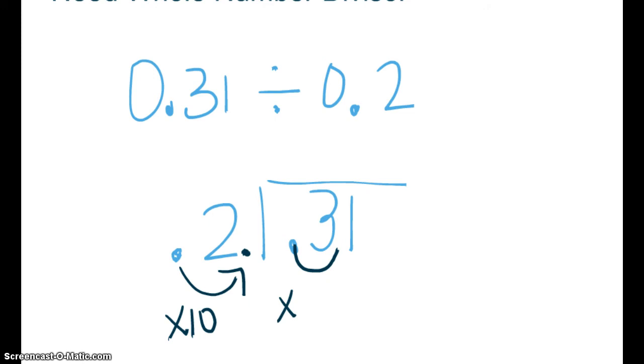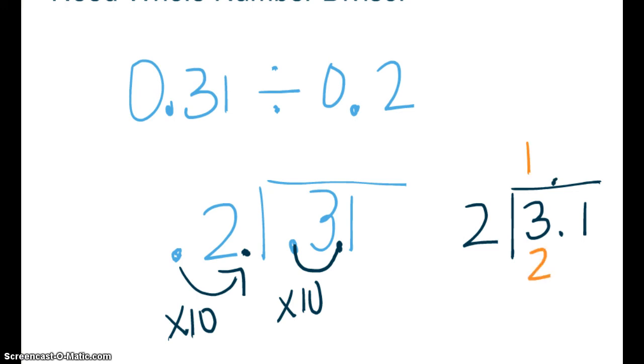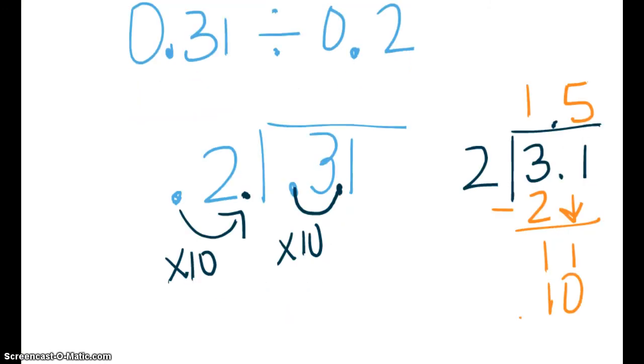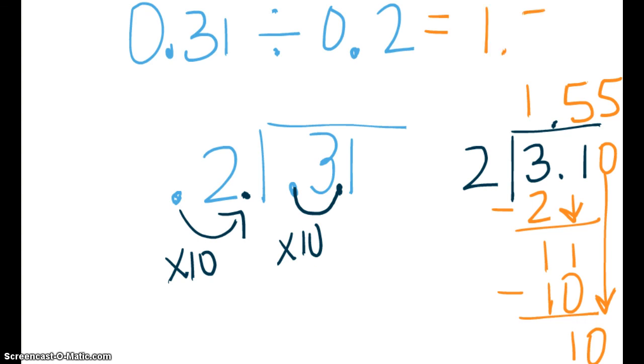I have to multiply by 10 here. So now what I have is 2 into 3 and 1/10. Now 2 goes into 3 once. 1 times 2, bring down my 1. 5 times 2, add a 0, bring it down, 2 into 10, 5 times. So 31 hundredths divided by 2 is 1 and 55 hundredths.